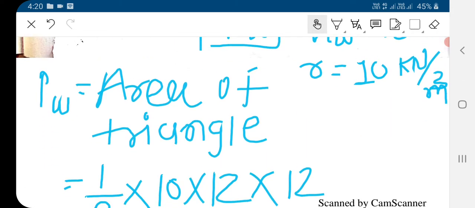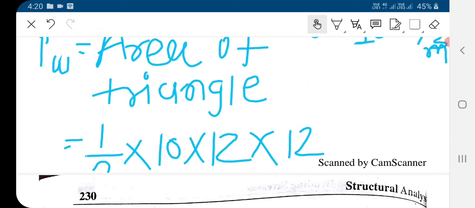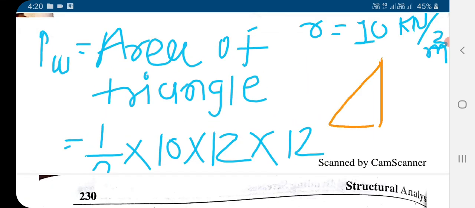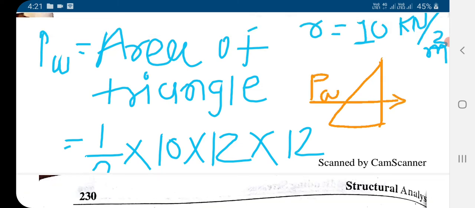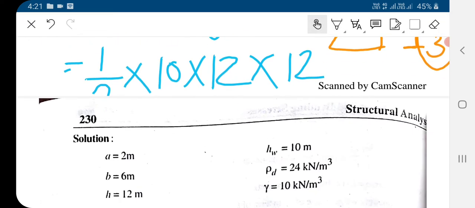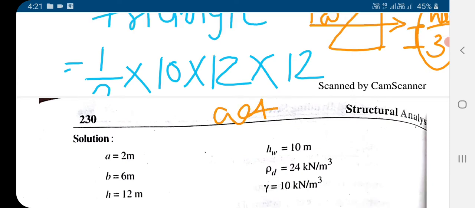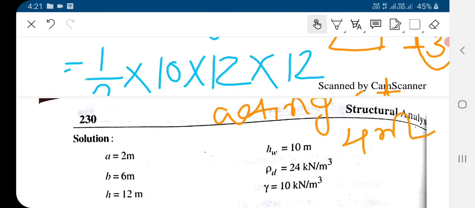So by using this we can find out this PW, and this PW is acting at which height? PW is acting at a height h by 3, or if this height is HW, then it becomes HW by 3. So HW is 12, then it will be acting at a height of 4 meter from the base.